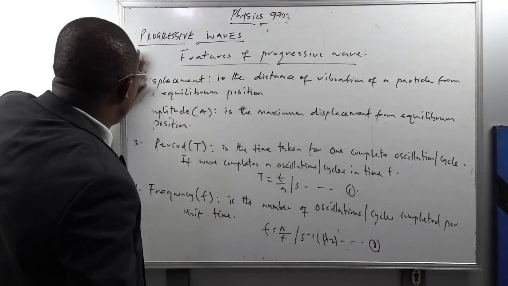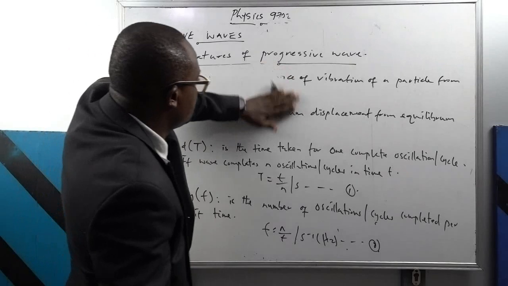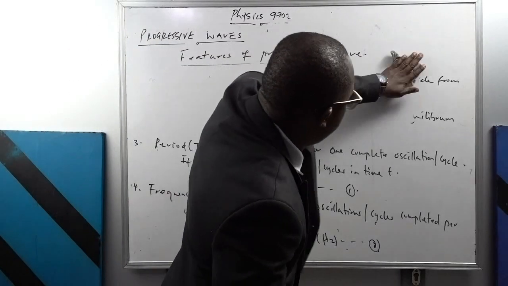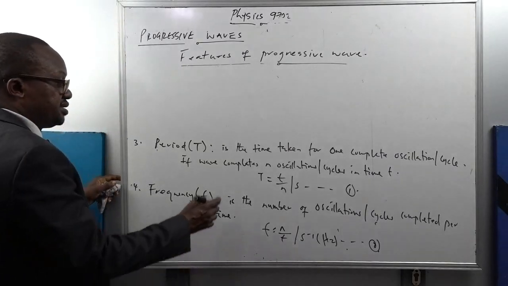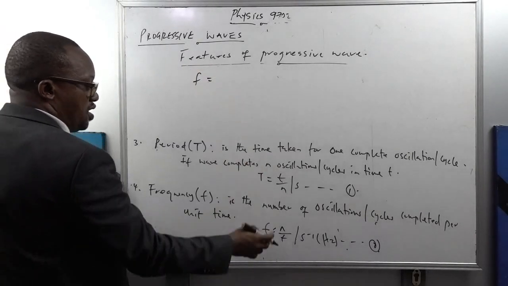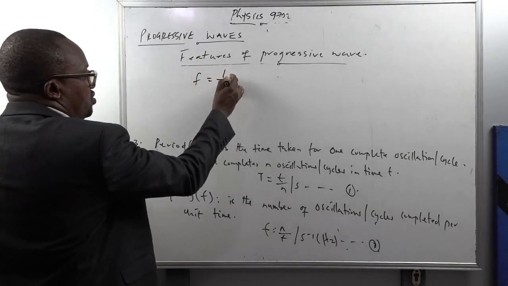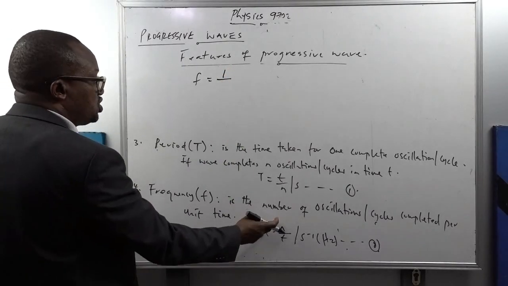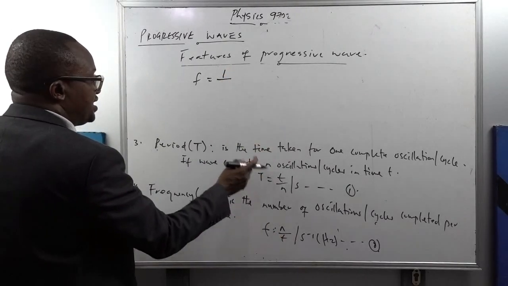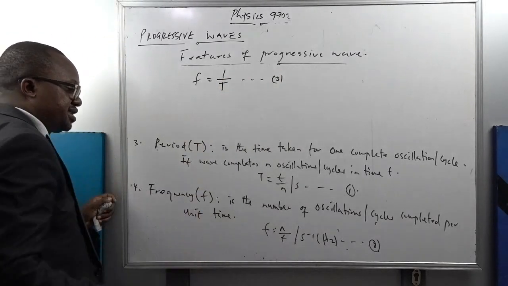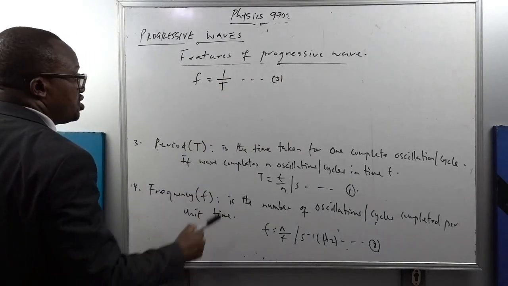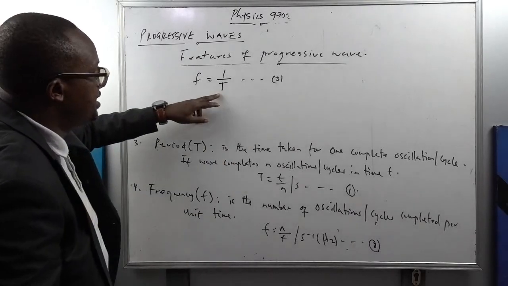If I compare equation 1 with equation 2, I can say that if the wave completes one cycle or one oscillation, the time taken to do that is the period. So frequency is the inverse of period. One cycle is completed in a time of one period.